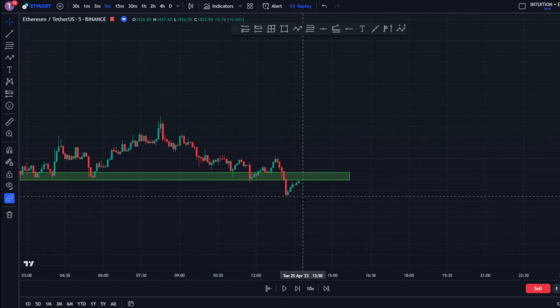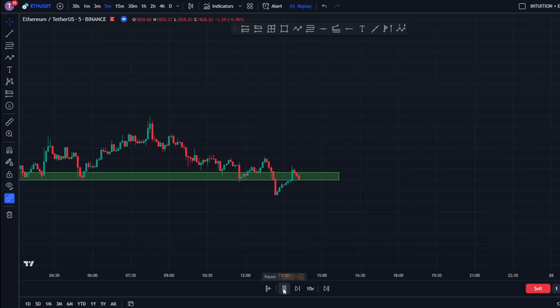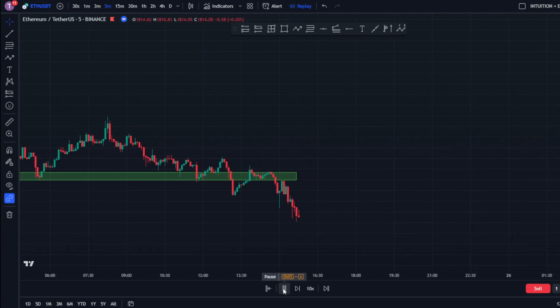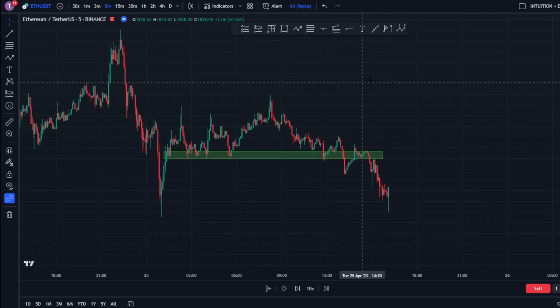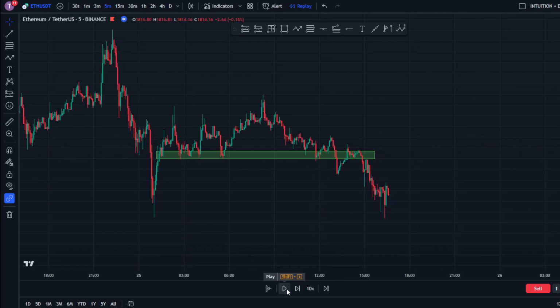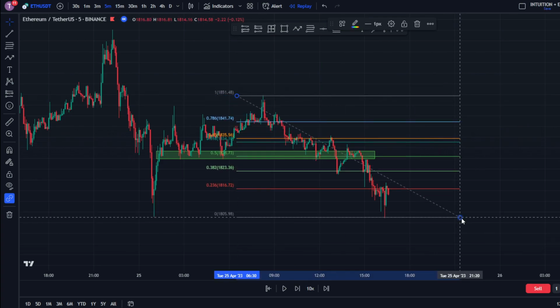Here we have this breakdown, but it's not that strong, so I want to wait for a stronger break. Okay, here we have this big breakdown. We're going to let the trend continue. Okay, so we have this bottom. We're going to put our Fibonacci from top to the bottom.